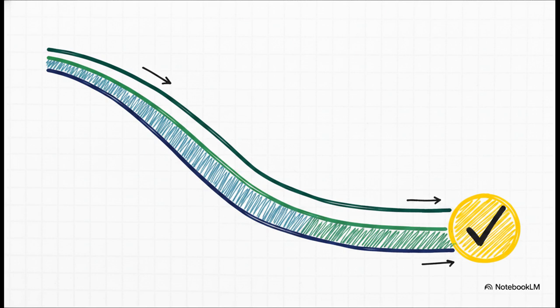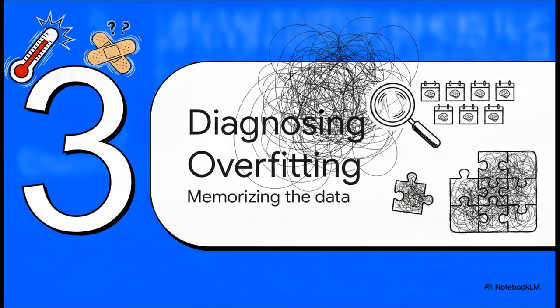This leveling off has a name. It's called convergence. And convergence is the ultimate goal here. It's the green light signaling that your model has effectively learned the patterns and is finally ready for the real world. Let's get into the tricky stuff.